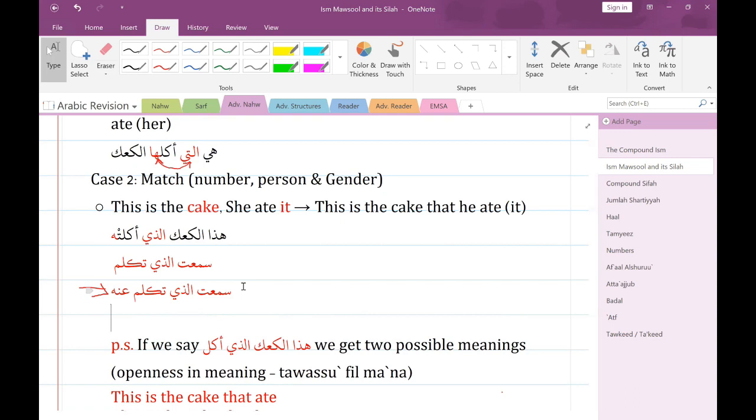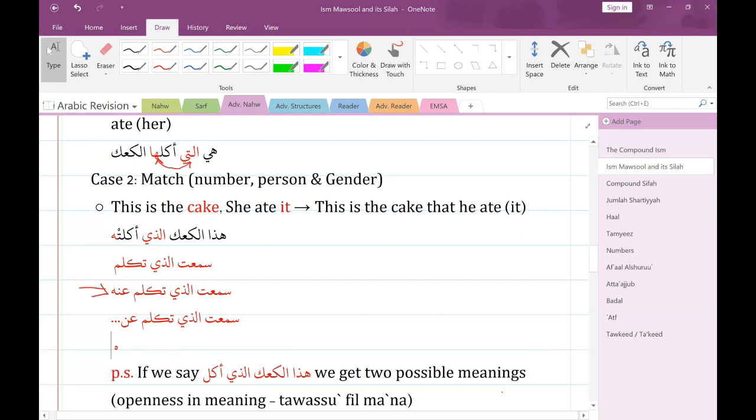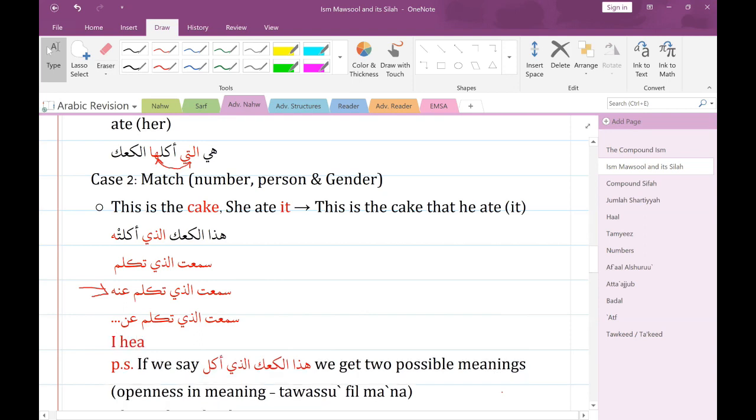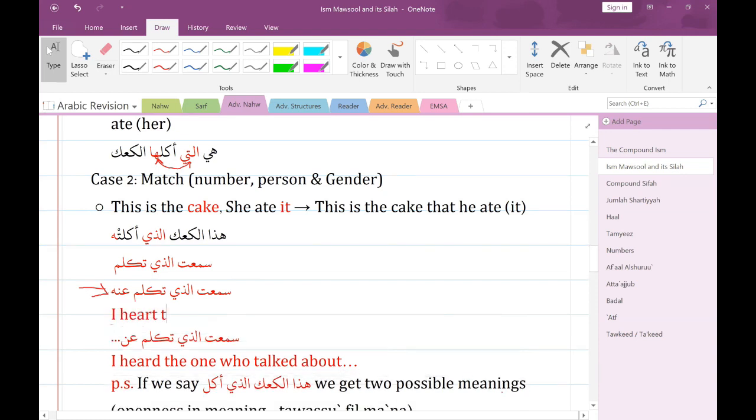If I just say سمعت الذي تكلم عن, and I don't put the a'id, what this actually means is that I heard the one who talked about. So you can see, in this case, there's a match because the a'id is not there. But if the a'id is there, then it becomes I heard the one who talked about it.